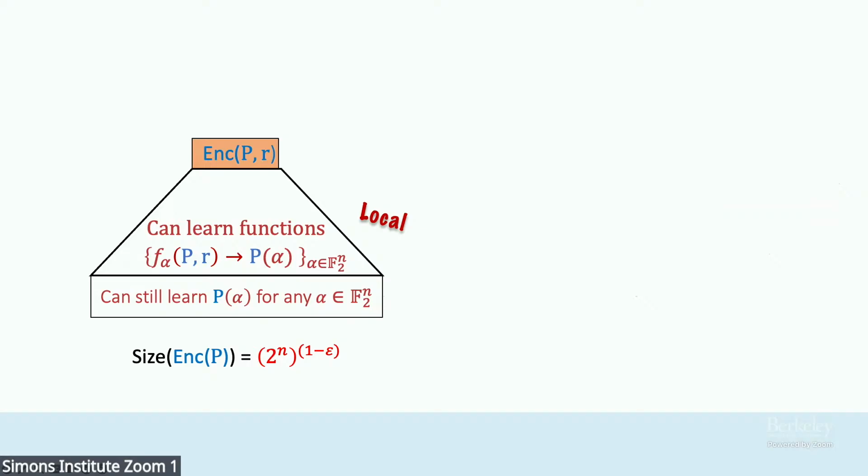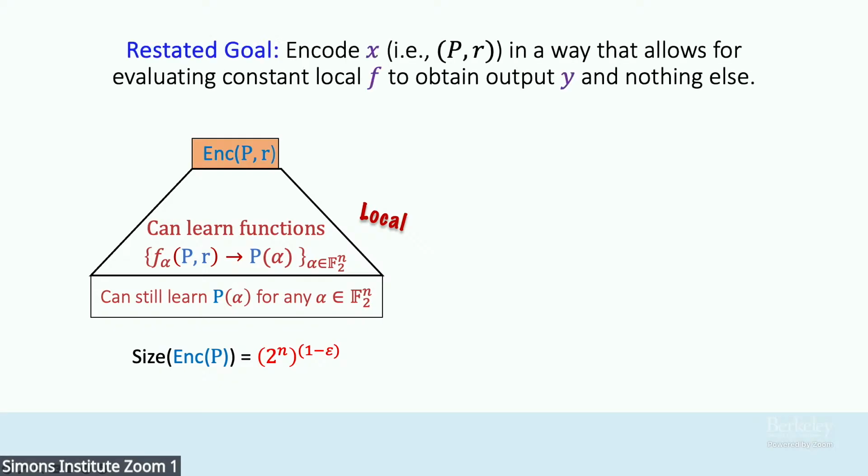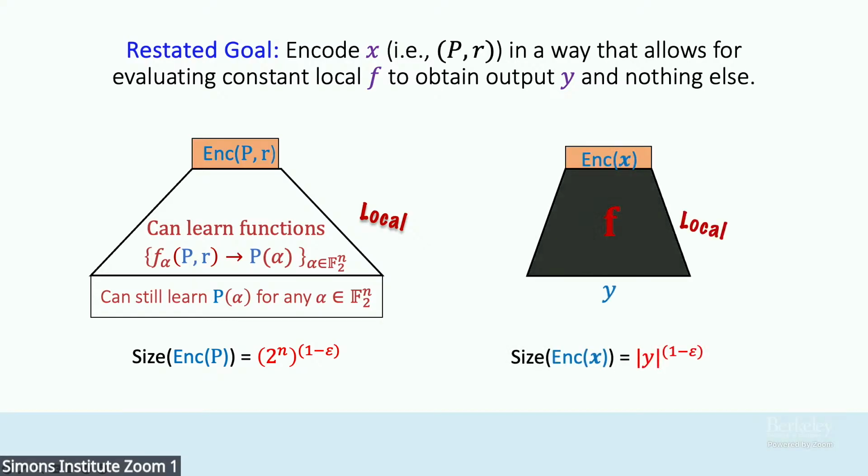So let me first just rename things to make things a little bit easier to talk about, right? So recall again, we want to have this encryption of P comma R, learn these F alphas. And we want the size of the encryption to be the size of the output of these F alpha, or like the number of these F alphas to the 1 minus epsilon, right? Think about it as the size of the output, like the size of the truth table, right? We're just going to restate it. So instead of P comma R, I'm just going to call that X. So we're going to encrypt some X.